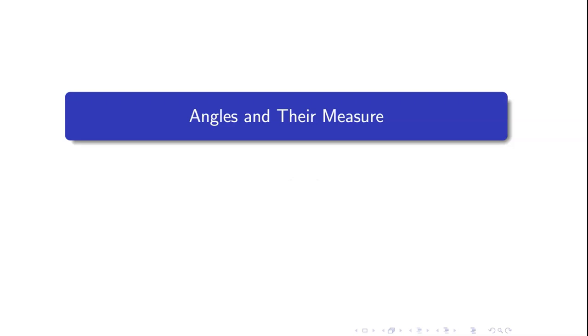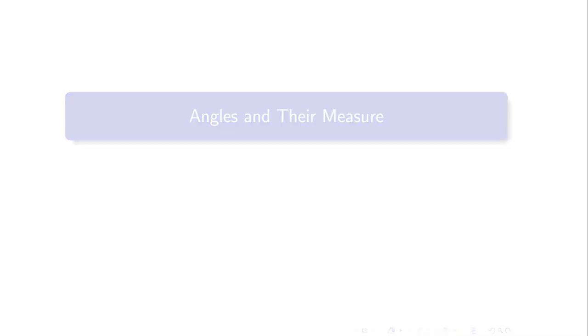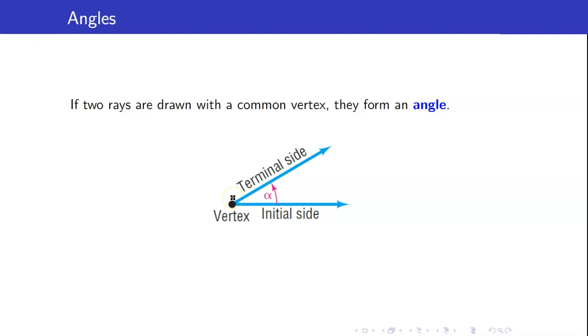In this lesson, we are going to discuss angles and their measure. Let us recall that if two rays are drawn with a common vertex, then they form an angle. These are two rays and this is your angle. So this is your initial side and this is your terminal side. This angle over here, from the initial side going to the terminal side, will be the angle that we will be considering.